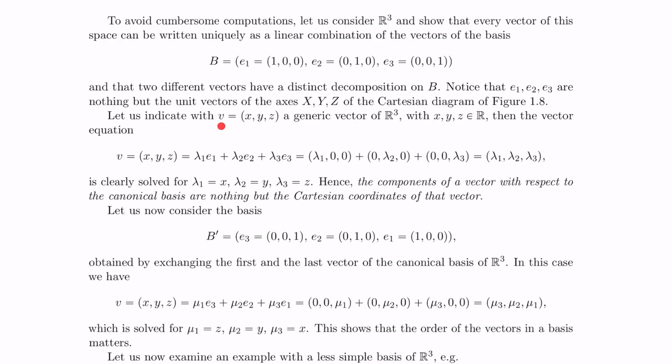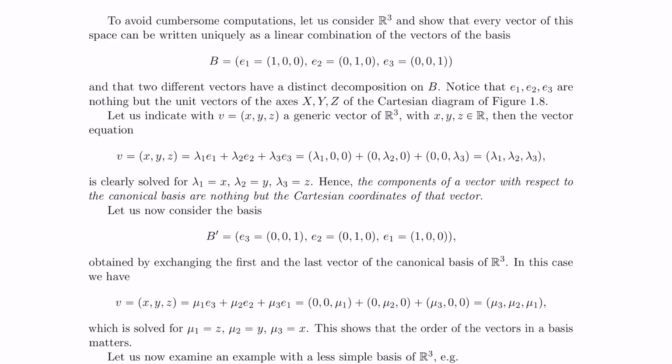As always, we indicate the generic vector of R3 with x, y, and z, with x, y, and z free to vary in R, and then we consider the vector equation in which we equate the vector v with the linear combination of the vectors e1, e2, e3 of the canonical basis of R3 with the components lambda 1, lambda 2, and lambda 3. Performing all the computations, we have this sum of vectors, which gives rise to this vector here, the vector with components lambda 1, lambda 2, and lambda 3.